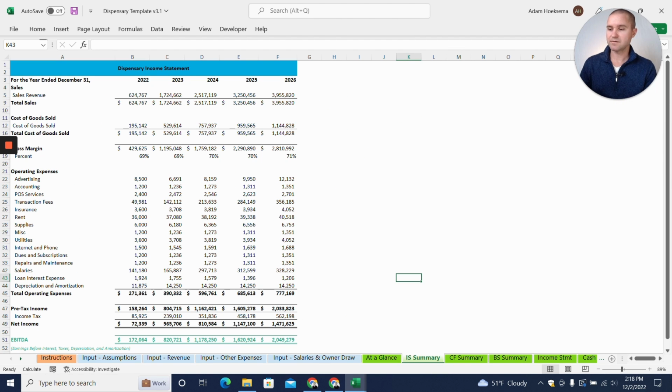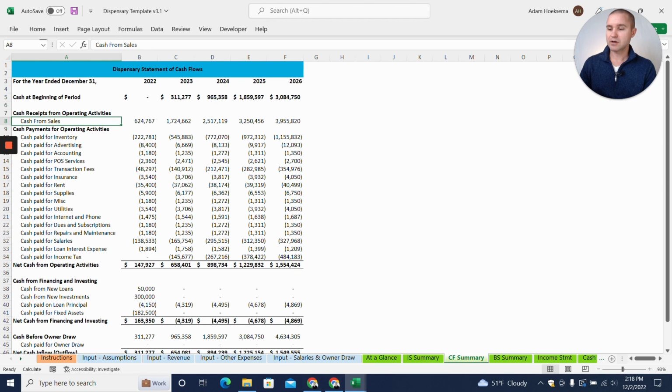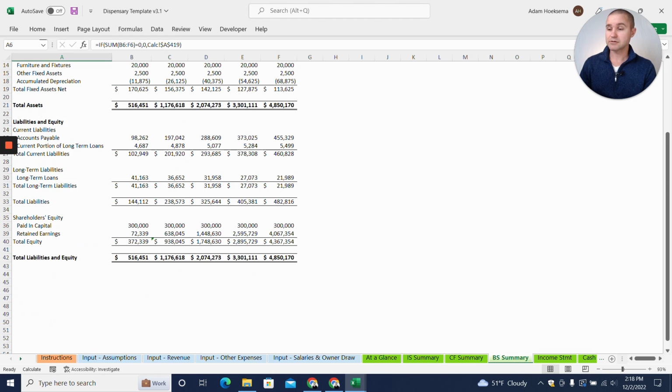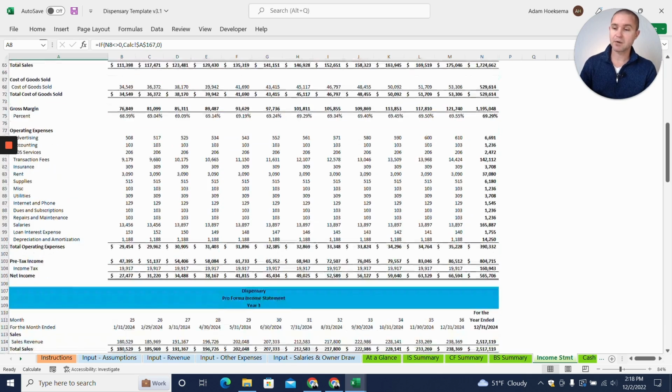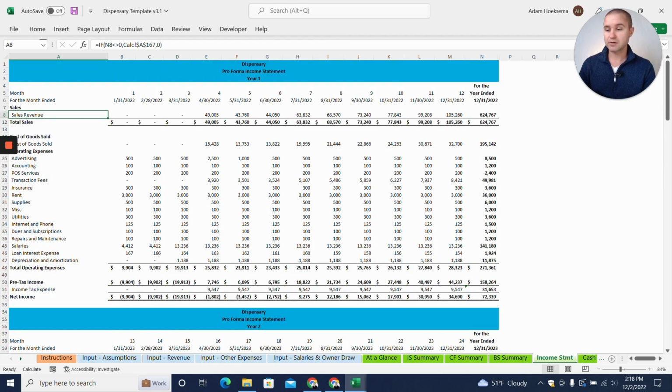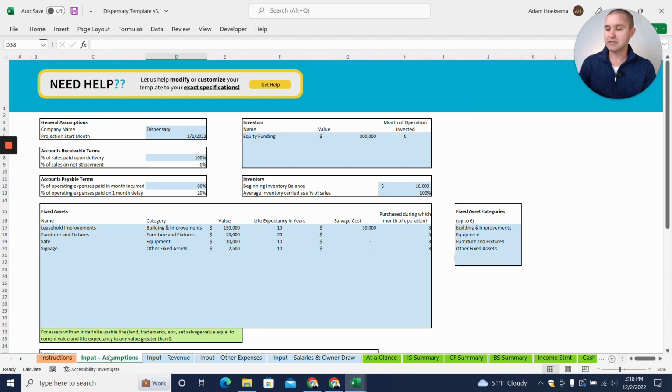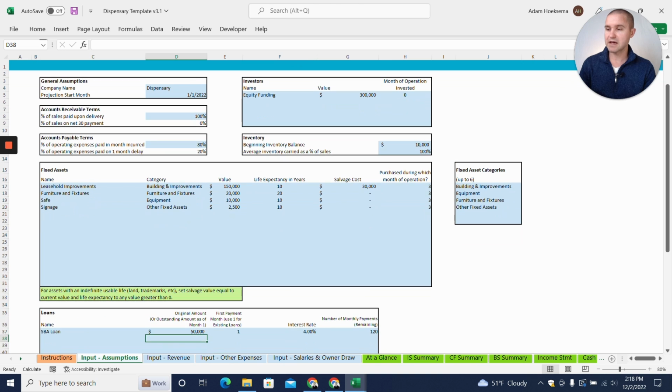You'll also get a 5-year income statement summary, 5-year cash flow summary, and 5-year balance sheet summary, as well as an income statement, cash flow, and balance sheet report, all broken down by month. So you get both the annual summary and the monthly inputs as well if you need that level of detail. But in order to produce all these reports, we have a little bit of work to do. So we've got to go back to our input assumptions tab here.